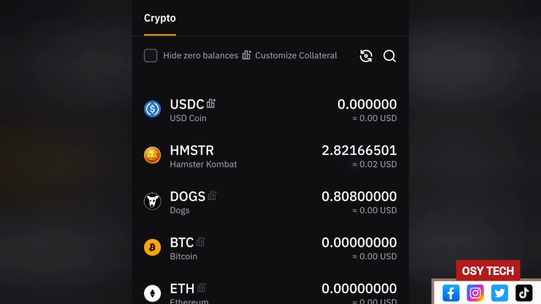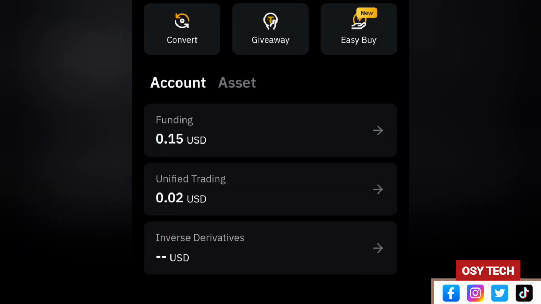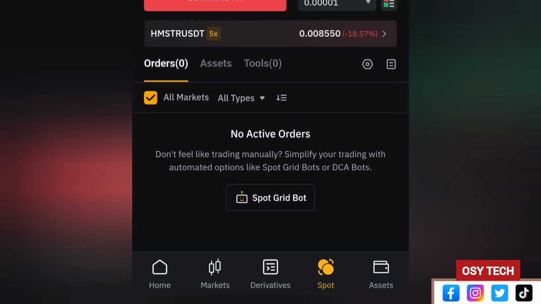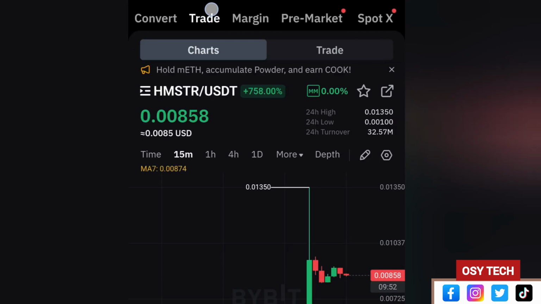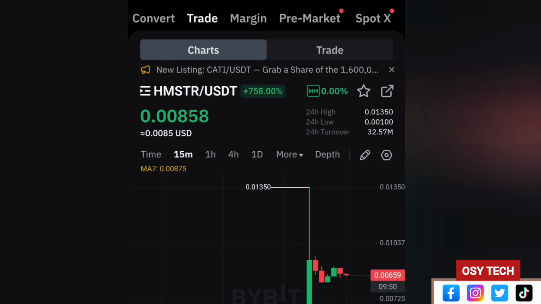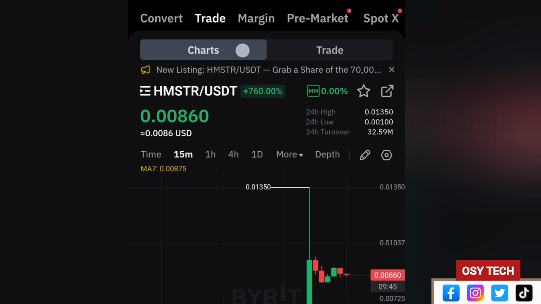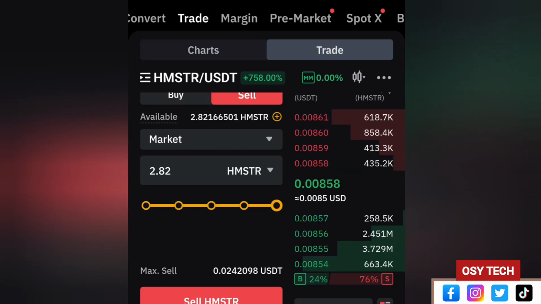For now we have it in our unified trading account. We cannot withdraw it from this side. We need to sell it and get USDT that we can withdraw to our bank or momo or any platform that we like. So all we need to do is go back. When you go back, look down here and tap on the spot. Make sure you are at trade at the top right. Down the trade, you can see we have the chart and then the trade. Make sure you are at trade.